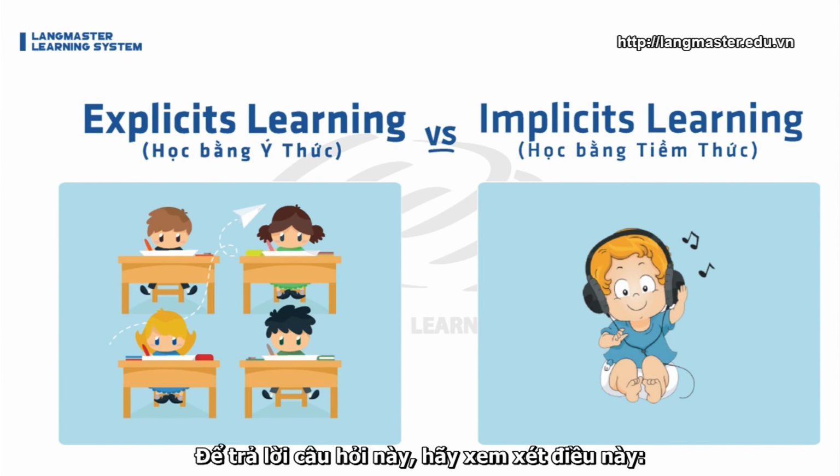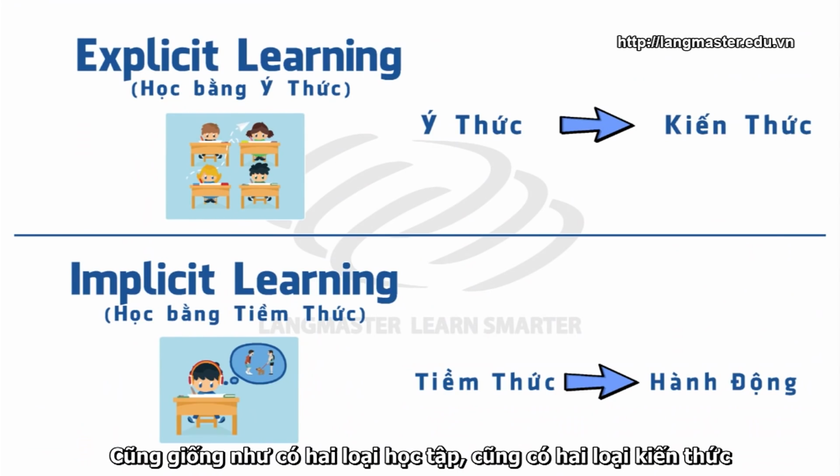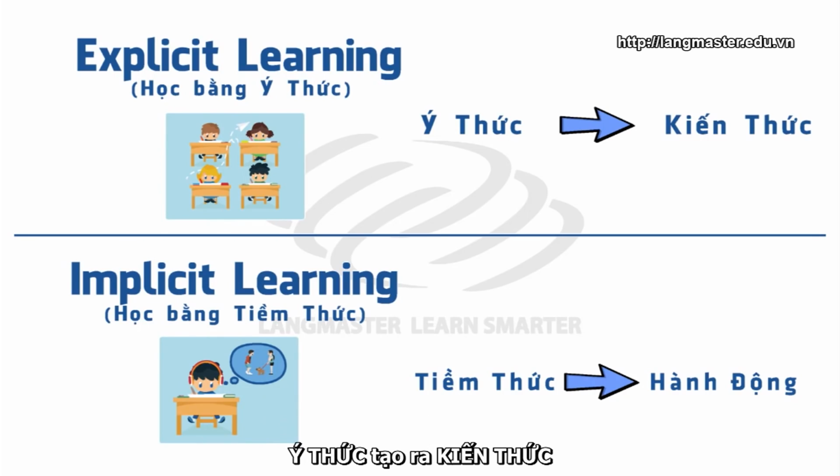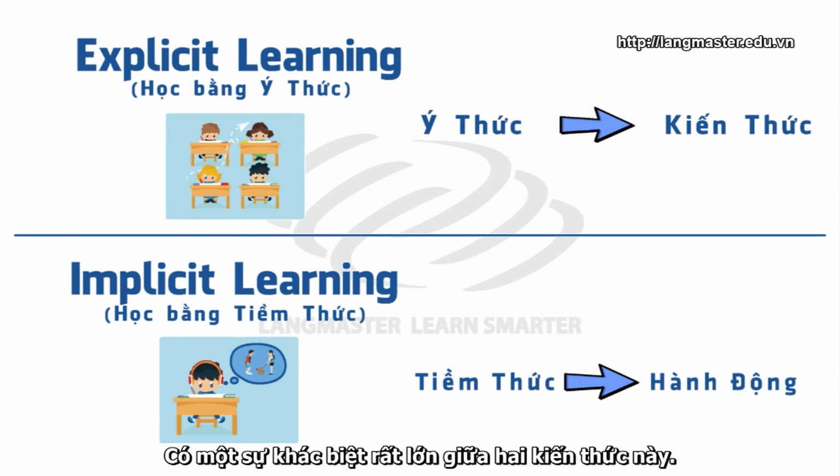To answer this question, consider this. Just like there are 2 types of learning, there are also 2 types of knowledge: explicit knowledge and implicit knowledge. Explicit learning results in explicit knowledge, whereas implicit learning results in implicit knowledge. And there's a very big difference between these 2 knowledges.